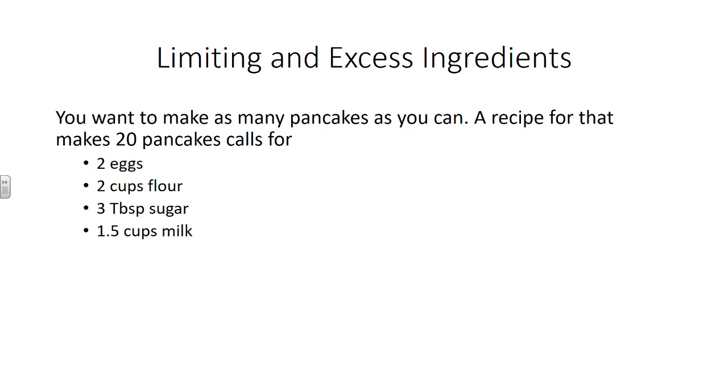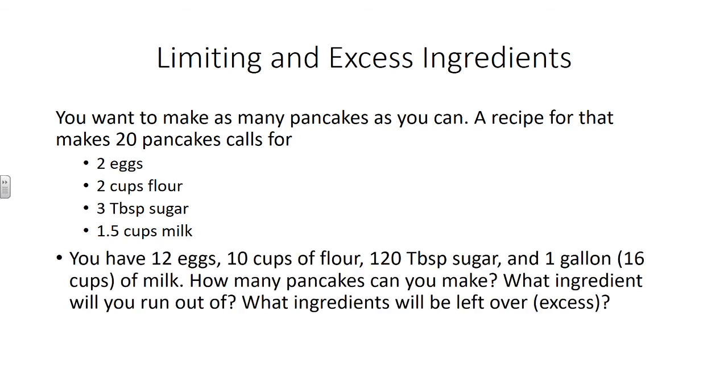Let's get on with the show here, and instead of cookies, we are going to do pancakes, and I have a reason for that I will not get into right now. Here we have a recipe for pancakes. It calls for 2 eggs, 2 cups flour, 3 tablespoons of sugar, 1.5 cups milk. And as we look through our pantry and our fridge, we find that in our house there are 12 eggs, 10 cups of flour, 120 tablespoons of sugar, and 1 gallon, which is 16 cups of milk.